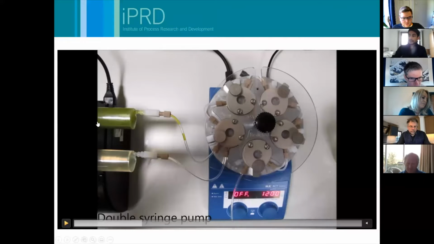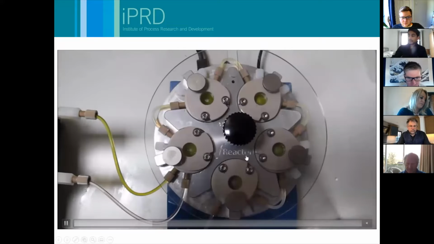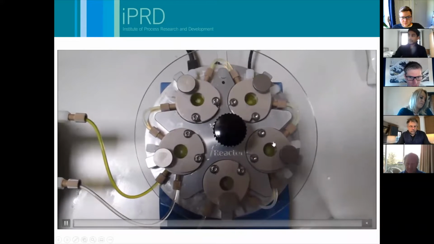You can see here in this syringe we've got our lovely green water, and in the bottom syringe we've got our oil. These sit on a dual syringe pump, a pump that pushes the syringes in at the same rate, so we've got a 1-to-1 ratio. There's a stirrer hot plate, which provides the stirring action, and there's a magnetic stirrer in each of these.